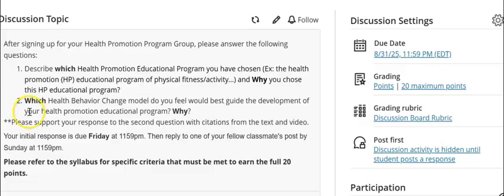And then the second part is, which health behavior change model do you feel would best guide the development of your group? And why? So is that the health belief model? Is it the trans-theoretical model? Perhaps you have reviewed all of them and you have selected another one.